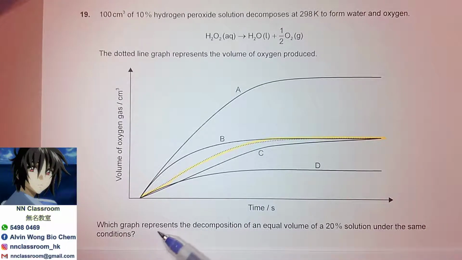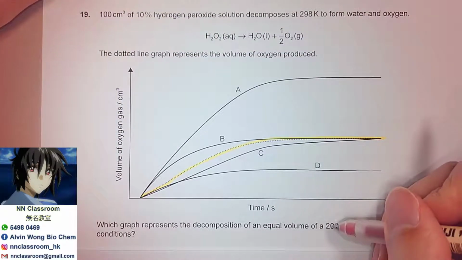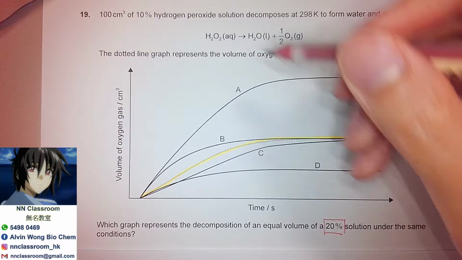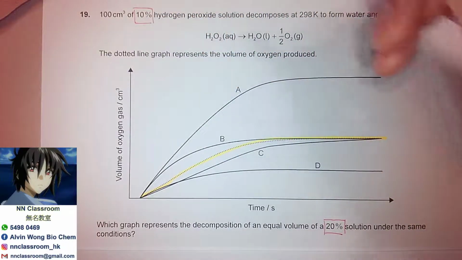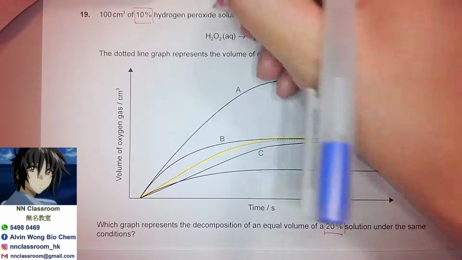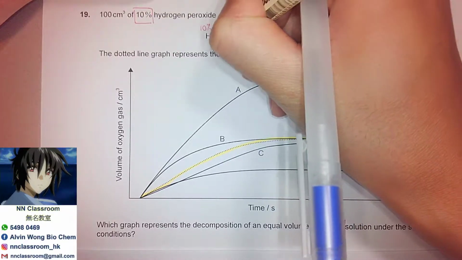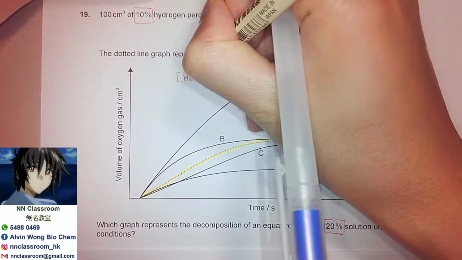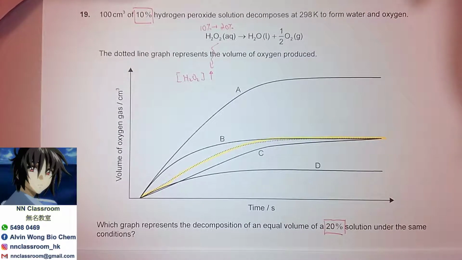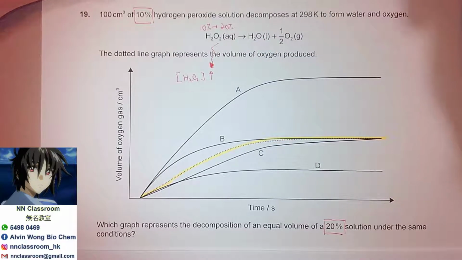They're asking, which graph represents the decomposition of an equal volume of a 20% solution under the same condition? So obviously, the change in this case is that I'm now switching from originally 10% to 20%. What is meant by this change in the percentage is that now I switch from 10 to 20, meaning that the concentration of H2O2 is doubled, right? It's doubled. So that is going to be a concept relating to the factors affecting the rate.